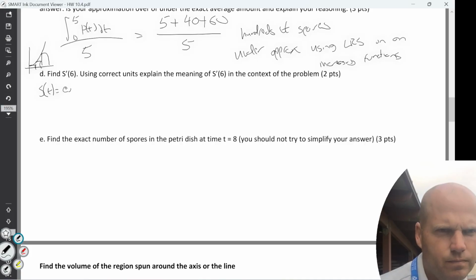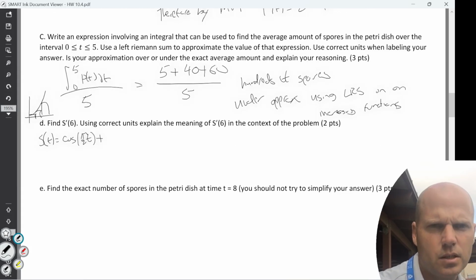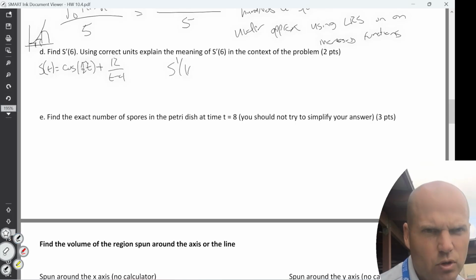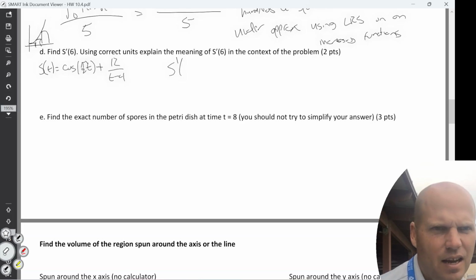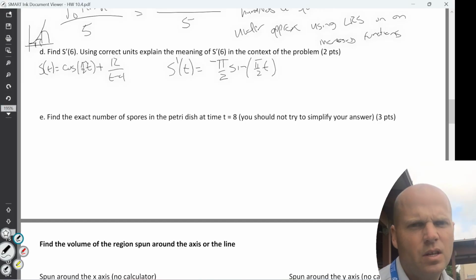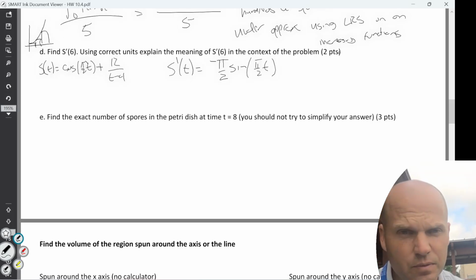Cosine of pi over 2 t plus 12 over t minus 4. For S prime, I have to use the chain rule. I got O's and I's. I'll have pi over 2, make it negative, sine of pi over 2 t. That's an O and I. Outside's cosine's derivative is negative sine. Inside's derivative is pi over 2.